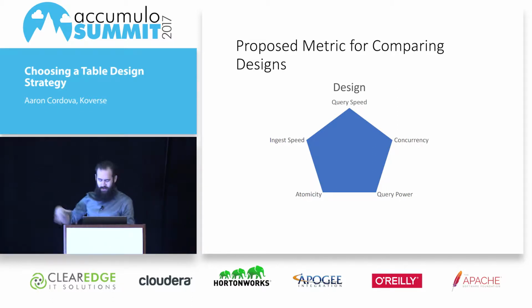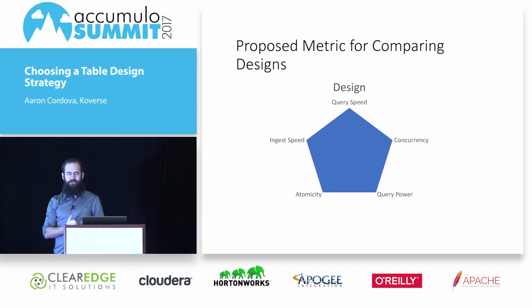So I'm proposing a new way of thinking about these problems, which is trying to balance these 5 different things you might care about in your application. One's query speed. That's just how fast the queries that your application is going to be doing most of the time run. Not all the queries that you can possibly think of, just the ones that your application needs to do that you know about now.